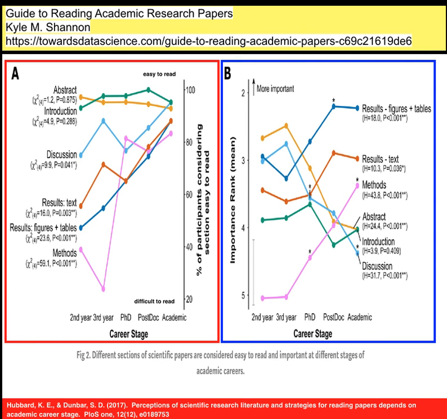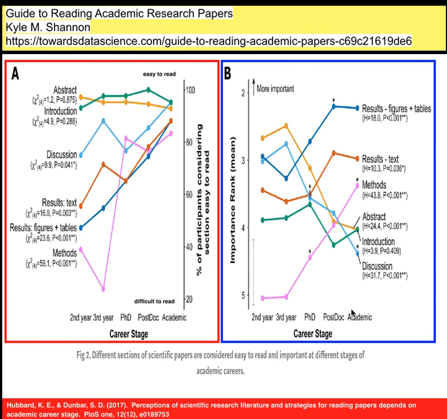Take a look at section A, the red box over here. The x-axis on the bottom, that's where the doctoral students are in their program. Second year, third year, already have their doctorate, doing postdoc work, are in academia, are professions. So this is the x-axis, and the y-axis is the percent of participants considering section easy to read. So this is the percentage of participants considering the section easy to read.